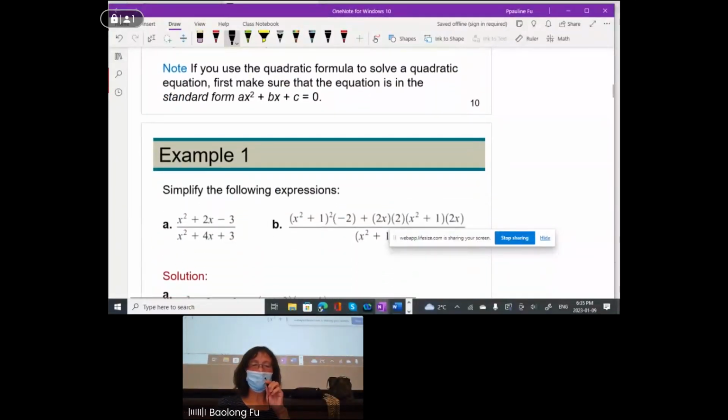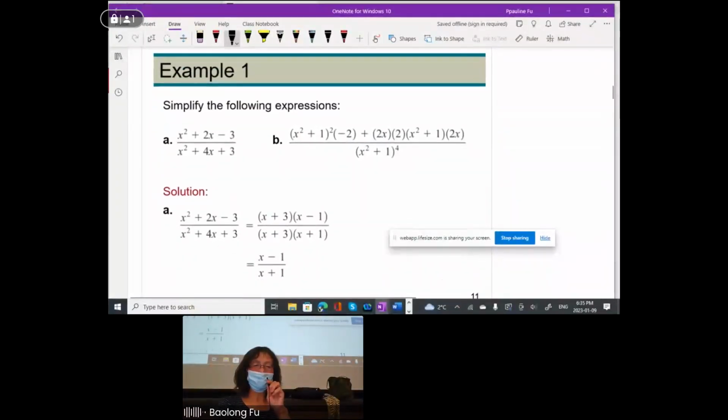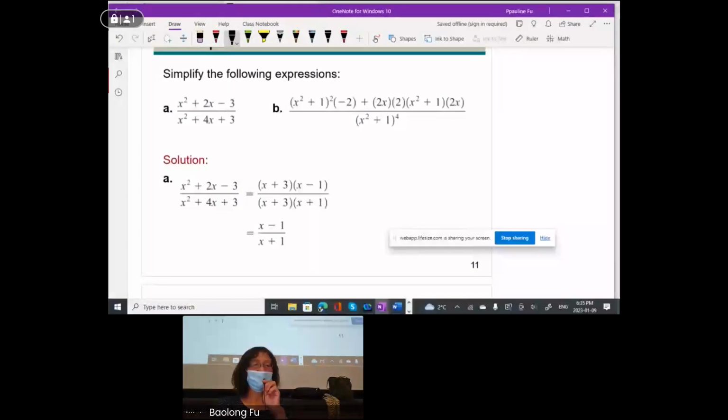Okay, let's take a look at an example here. Simplify the following expressions. Item A. To simplify this expression, we usually use factoring. So x squared plus 2x minus 3. And how do we know it is equal to x plus 3 times x minus 1?